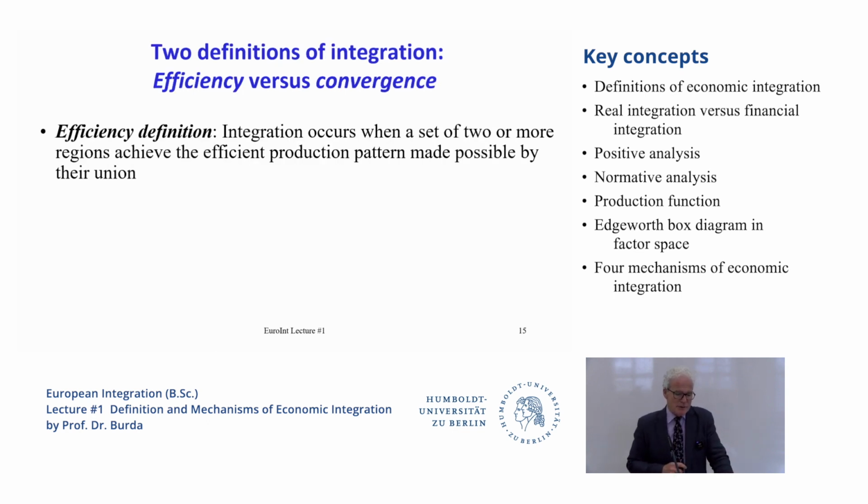Okay, so that brings me to two definitions for you, something to write down if you're not taking notes. Efficiency. The efficiency criterion is one way of defining integration. So this sounds a little bit like Pareto efficiency. When two or more regions can achieve the efficient production pattern that is made possible by their union. So if I put together France and Germany, what can I do out of that which couldn't be done with Germany and France just existing with a big wall between them? So that's an efficiency definition.